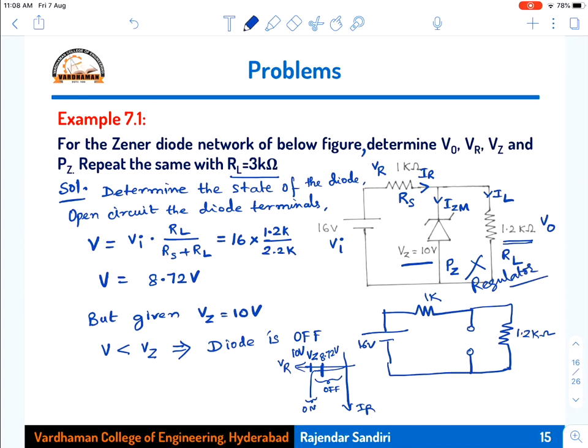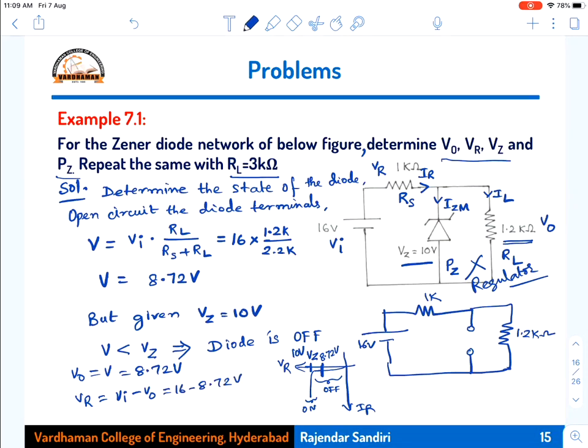Then if you want to calculate the parameters V0, VR, VZ and PZ, what you will get? V0 is equal to V, that is 8.72 volts. Okay, output voltage you will get as 8.72 volts. Then VR will be VI minus V0, not VZ. Diode is not there. VI is 16, 16 minus 8.72 volts.